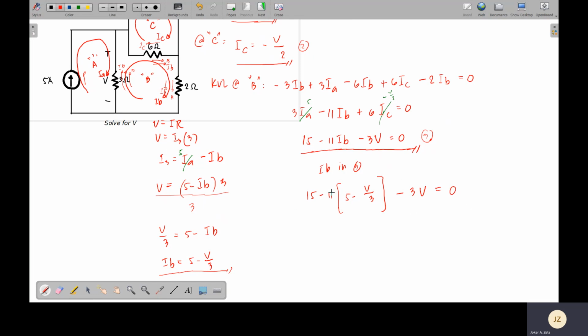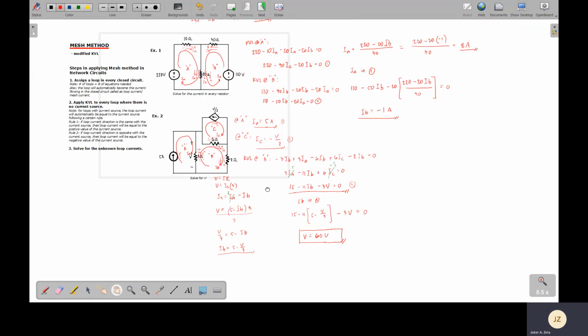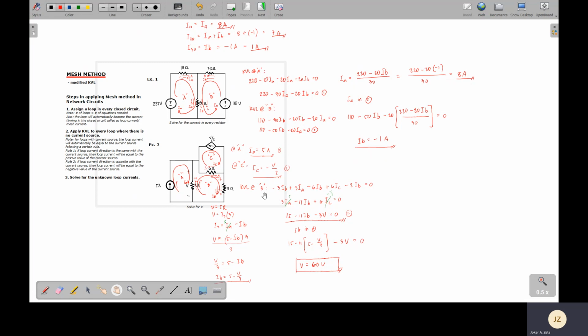So therefore, we have a single equation with a single variable left, which is V. So for this one, using shift solve in our calculators, you have 15 minus 11 times 5 minus alpha x over 3, minus 3 alpha x is equal to 0. Shift solve, V is equal to 60 volts. Okay, so you have your answer. So this is how to apply mesh method in a network circuit. Thank you for listening.